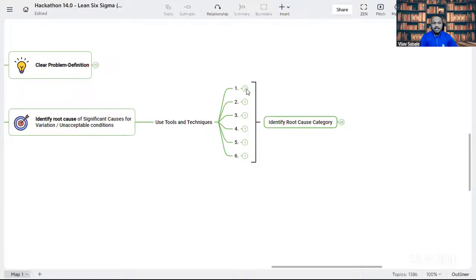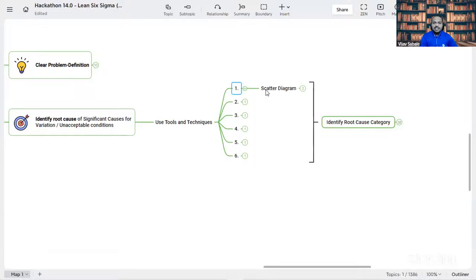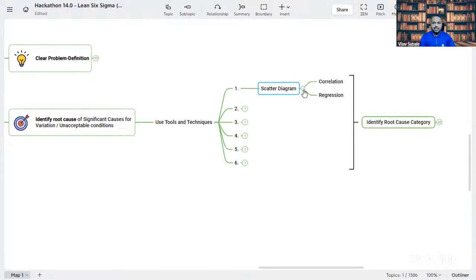The first tool that is going to help us during the root cause identification is the scatter diagram. If it is not giving you the correct information, or I can say sufficient information, you can also take it to the next level by using correlation and regression analysis, right? So that will also help us to do the root cause analysis in a better way.